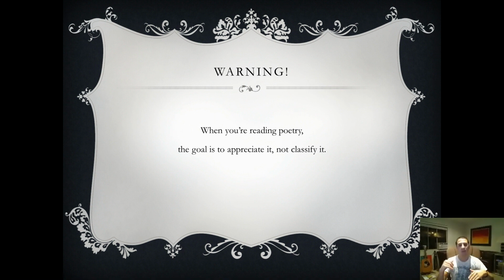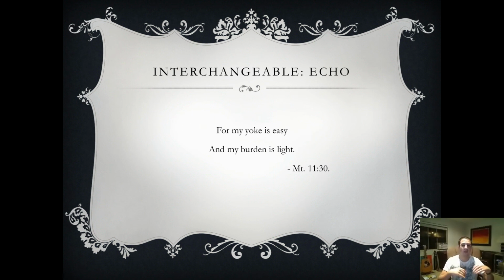So let's take a look at the first type of parallelism. We said the first major category was called interchangeable parallelisms. Within that category, there are different kinds. I know that can get kind of confusing, but that's the idea. There's this category and different kinds within that category. So the first interchangeable parallelism is called an echo. And basically it means when you've got two statements that are on equal footing, they're interchangeable, and they're essentially saying the same thing.